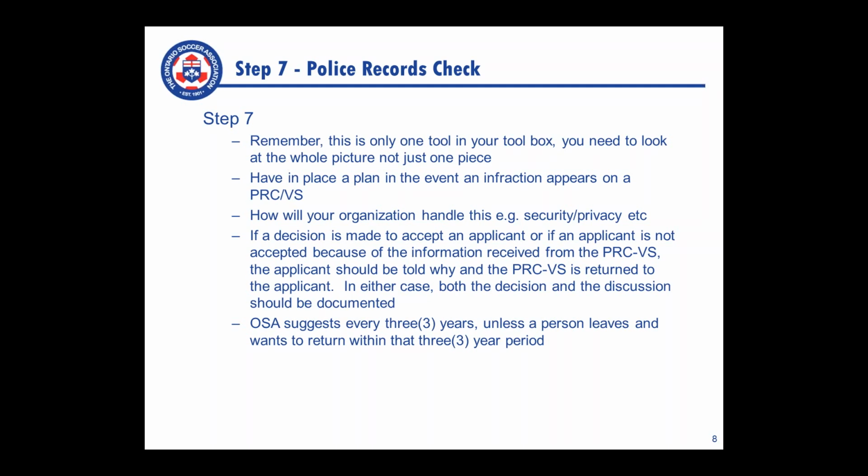Confidentiality may be compromised, as mentioned earlier. If a decision is made to accept an applicant, or if an applicant is not accepted because of the information received on the PRC, the applicant should be told, and the PRCs are returned to the applicant. In either case, both the decision and the discussion should be documented. The OSA suggests that every 3 years a new PRC is obtained, unless the person leaves the organization and wants to return after a time away during that same 3-year period.